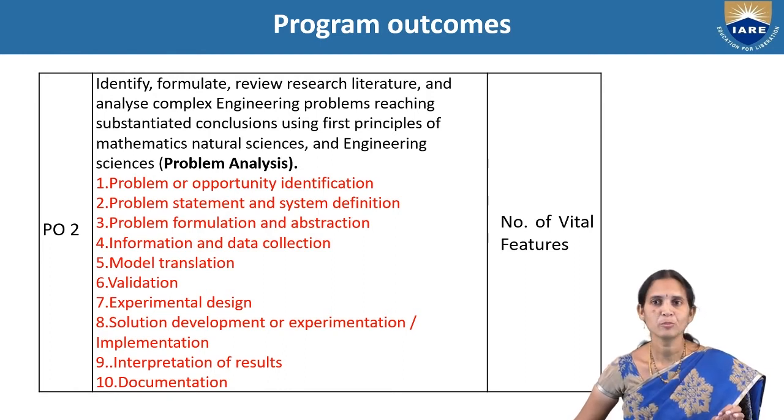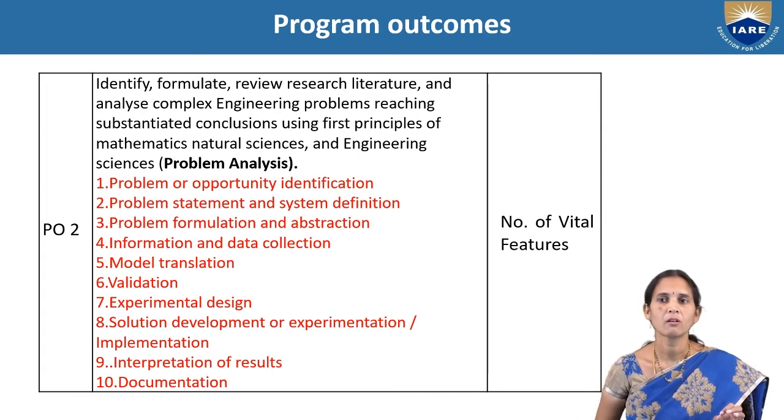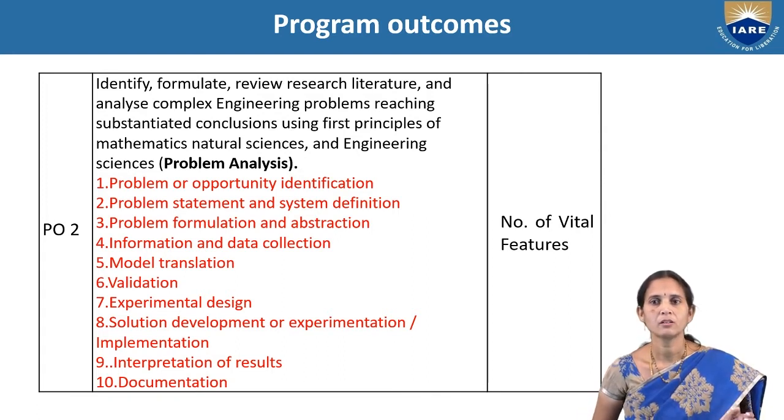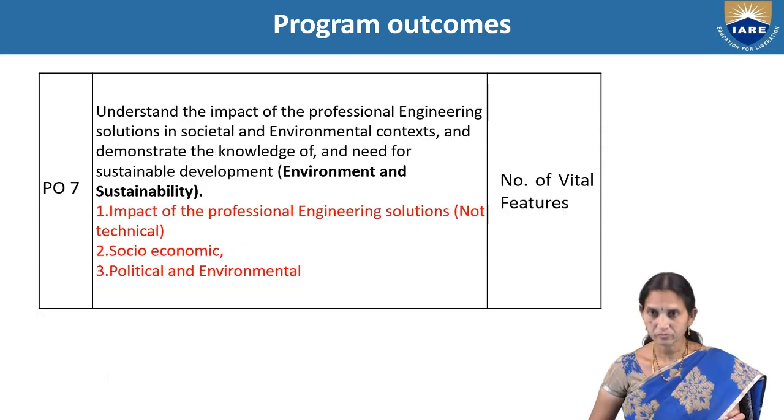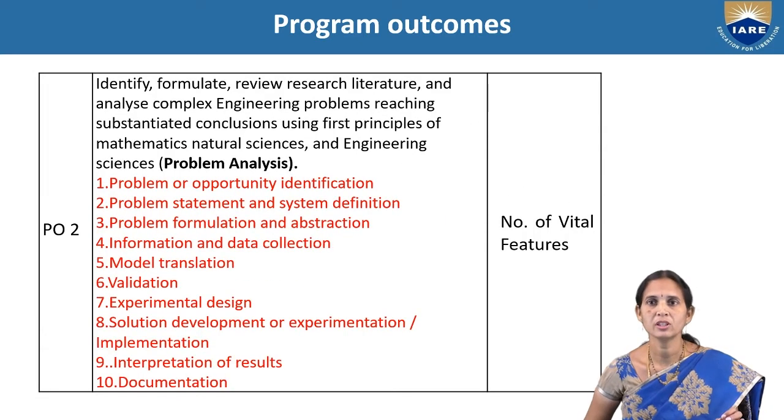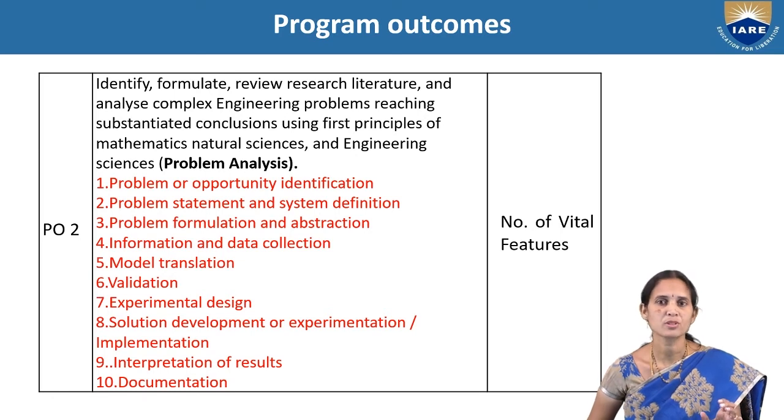The fourth one is information and data collection. The fifth one is model translation. The sixth one is validation. The seventh one is experimental design. The eighth one is solution development or experimentation, or we can take implementation. The ninth one is interpretation of results. The 10th one is documentation. So for PO2, we have to see how many vital features are mapping with the course chemistry, and map them with the COs and the PO.